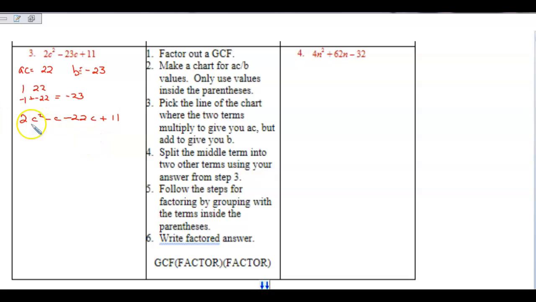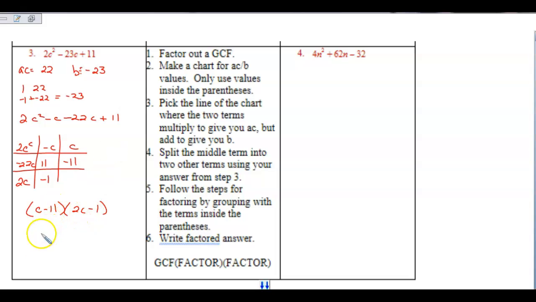Now I'm ready to factor these into 2 binomials. So then I get this: 2c squared minus 22c minus c plus 11. Yes, this works. So there's our answer.